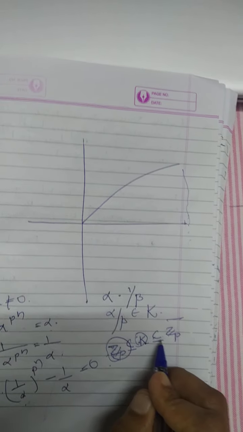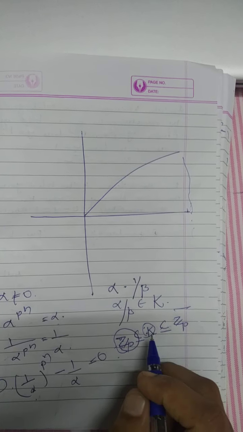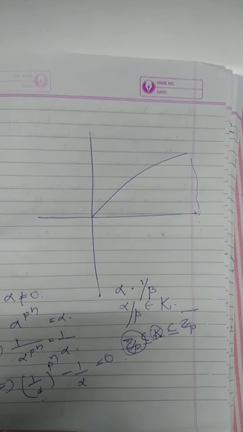contained in K contained in set P closure. Okay, so for a prime p and for a positive integer n, we construct a finite field having p raised to n elements. Okay.